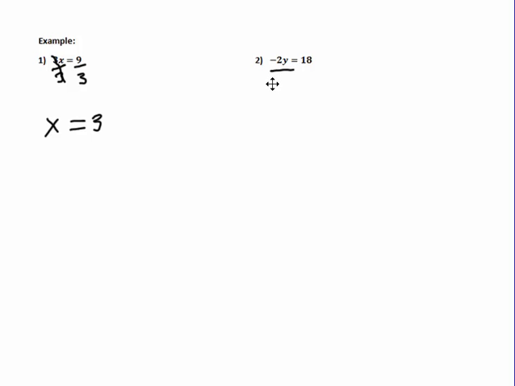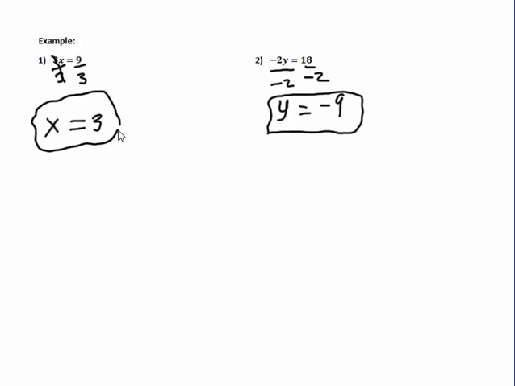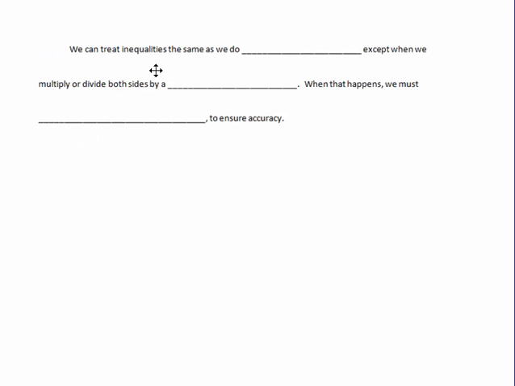And what about this one here? We divide both sides by negative 2. And now we get y equals, and 18 divided by negative 2 is negative 9. And that would be my answer here. So, again, things we're relatively comfortable with, and things that everybody in this class has been able to show me they can do.